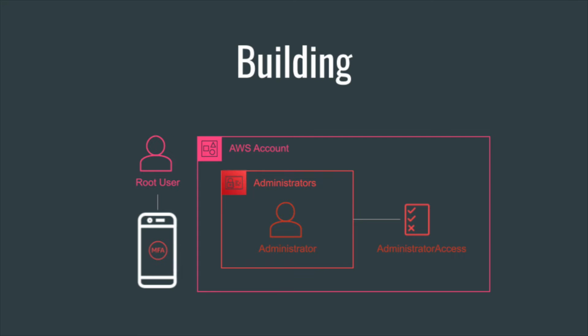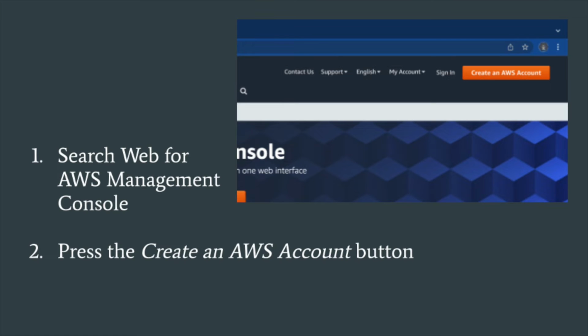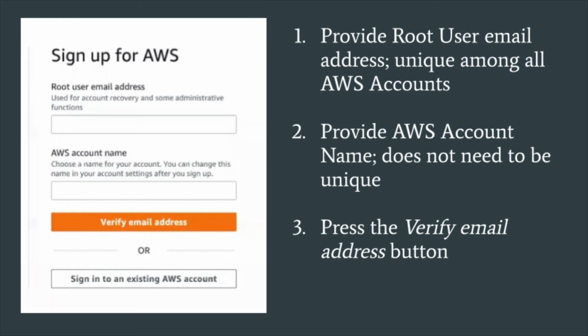Having learned the core concepts, you will now create an AWS account and a minimal number of resources to secure it. You start by searching the web for AWS Management Console. Having found it, you then press the Create an AWS Account button. You provide a root user email address unique among all AWS accounts. Then you provide an AWS account name. Then you press the Verify Email Address button.